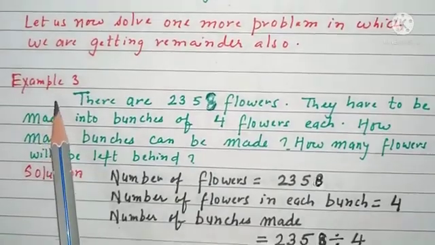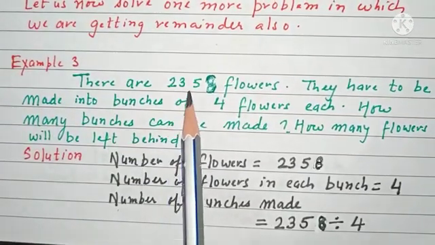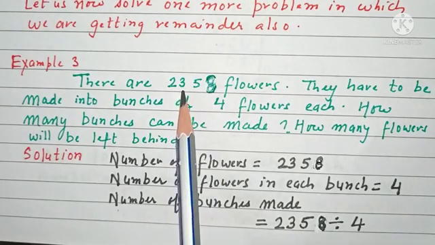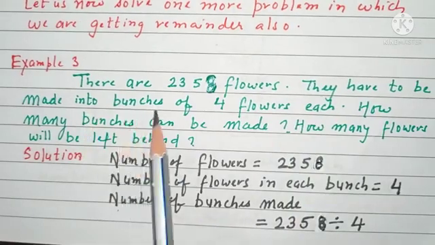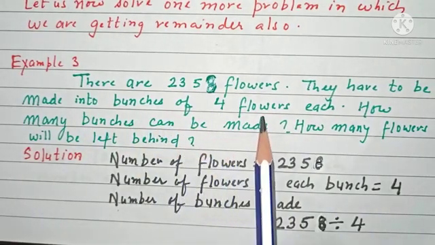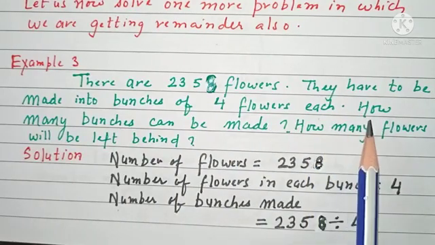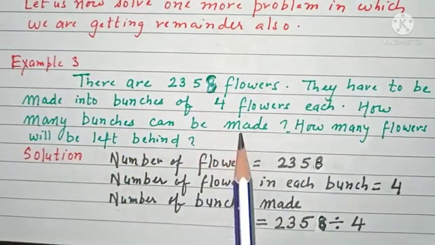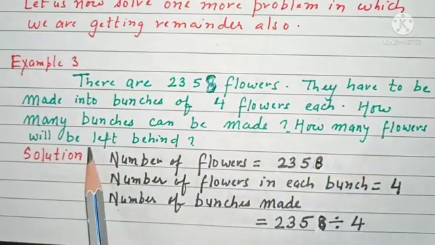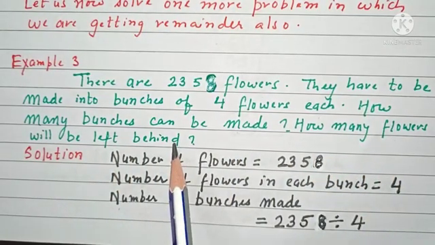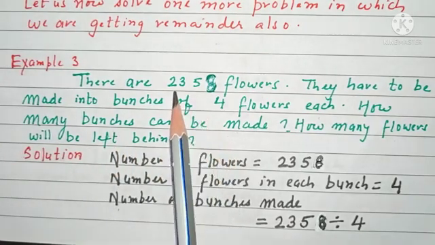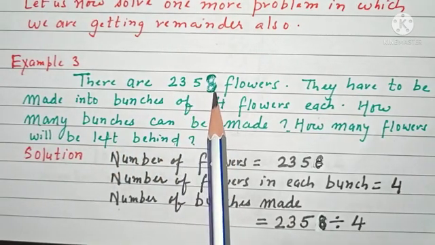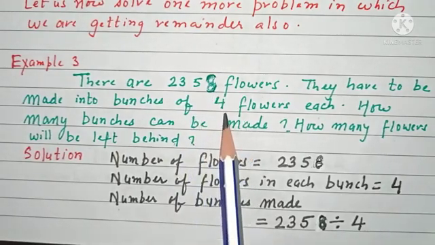So let us check out example number 3. There are 2,358 flowers. They have to be made into bunches of 4 flowers each. So, how many bunches can be made? And how many flowers will be left behind? We need to solve 2 parts here. So, first of all, solving the first part in which we need to calculate how many bunches can be made of 2,358 flowers, and in each bunch we'll be having 4 flowers.